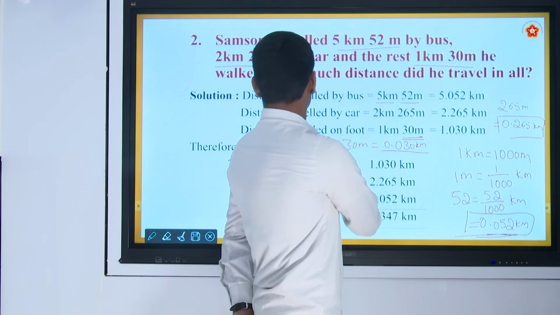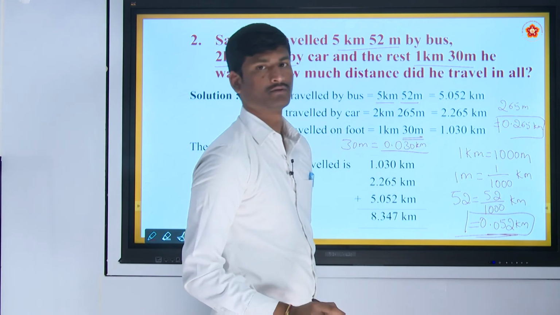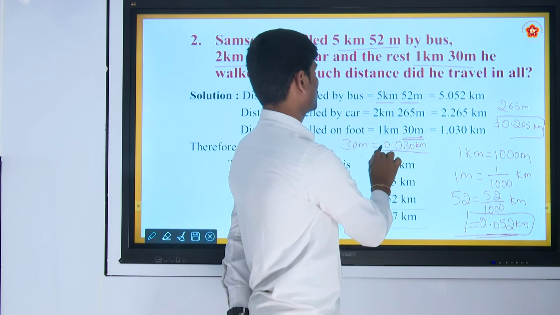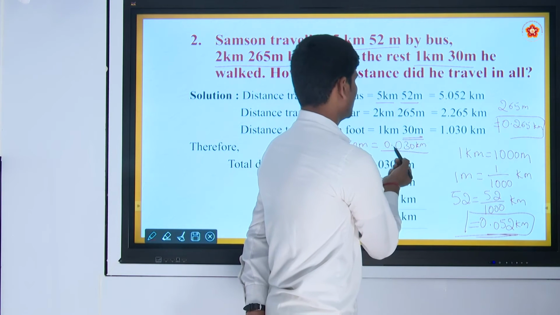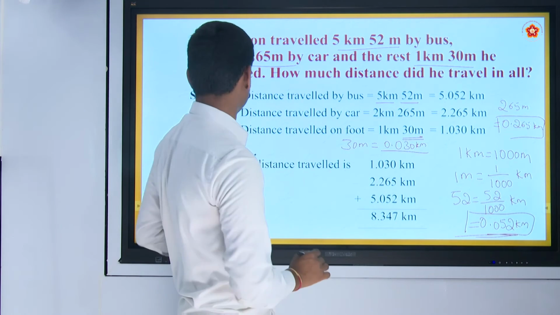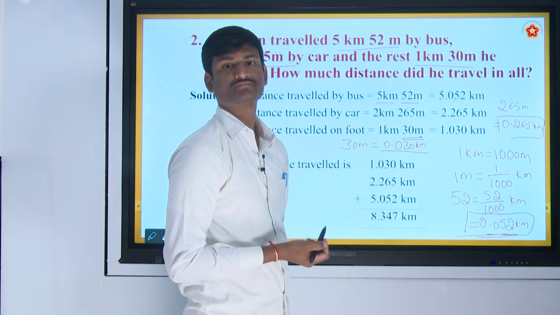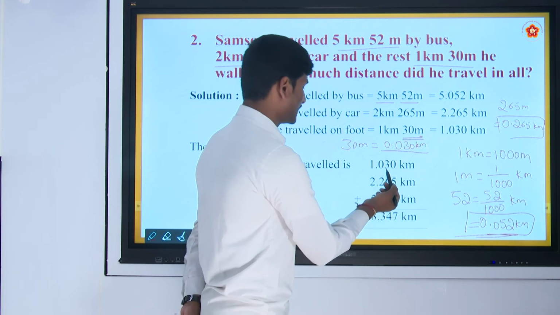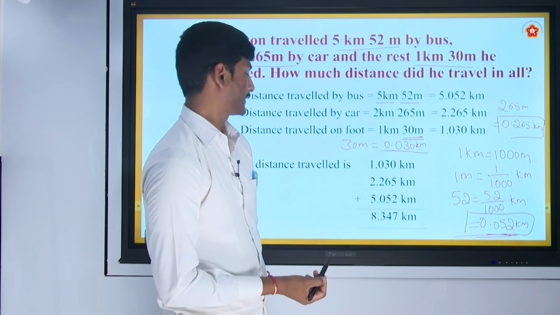Then distance traveled on foot, 1 kilometer 30 meter. We already converted 30 meter to kilometer. 30 meter is equal to 0.030 kilometer. 1 plus 0.030 kilometer is equal to 1.030 kilometer. Here, total distance travelled means we add these three decimal numbers: 1.030 kilometer plus 2.265 kilometer plus 5.052 kilometer.